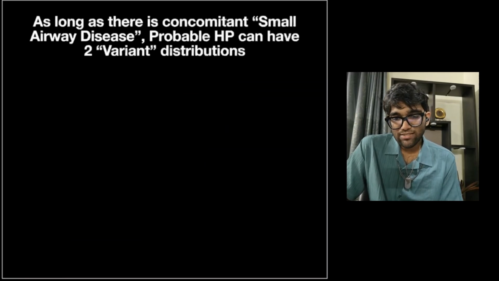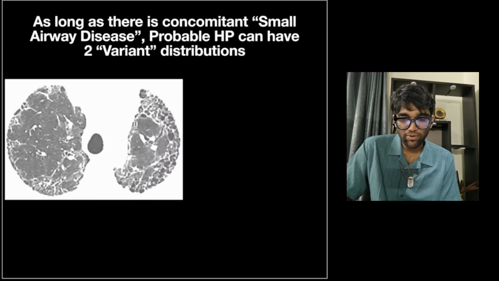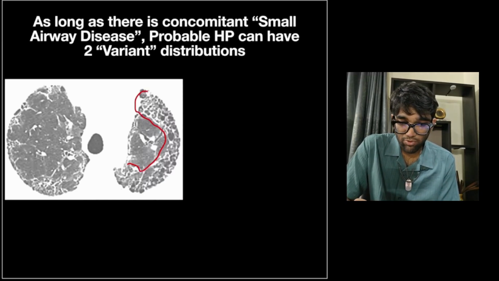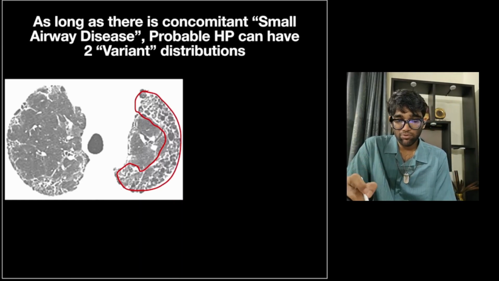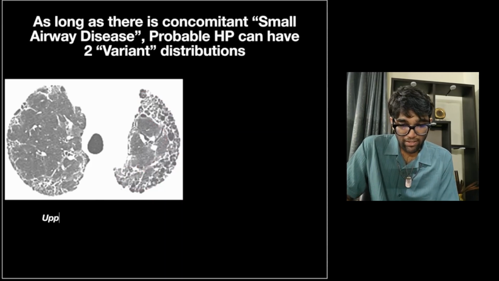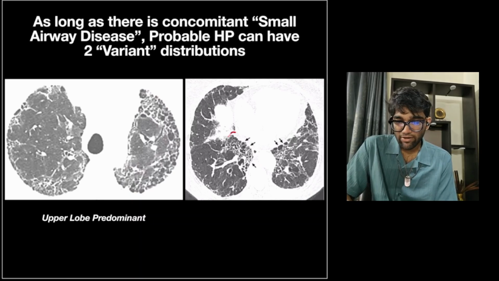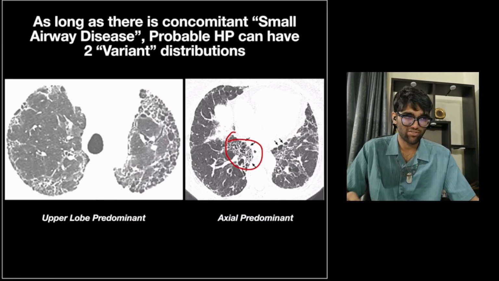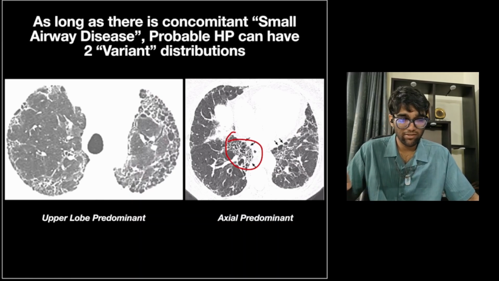As long as there is concomitant small airway disease, probable HP can have two variant distributions. It could show this kind of UIP-like distribution, that is, subpleural involvement, basal. This is not basal predominant, it's mid-lung predominant, but definitely subpleural, and there appears to be some honeycombing. Or it could be upper lobe predominant, or it could show this kind of central involvement. These are the two things that might happen. When you have these two images, you're pretty sure it's not UIP, and then there is small airway disease, so it's definite HP.